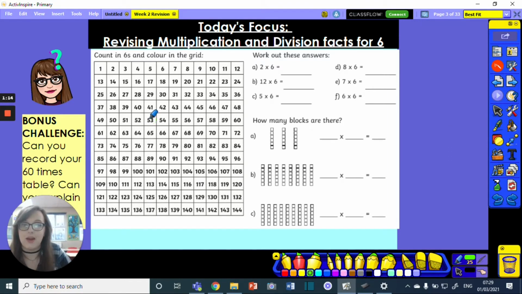So the first thing we have to do here is to count in sixes and colour in the grid. I've got my highlighter ready, a lovely green colour. Hopefully we know the first number, if we're counting in sixes, is going to be 6. Then 12. Then 18, 24, 30, 36, 42, 48, 54, 60, 66, 72. Those are our times tables. You might have spotted there's a pattern here developing. They're all in a row.